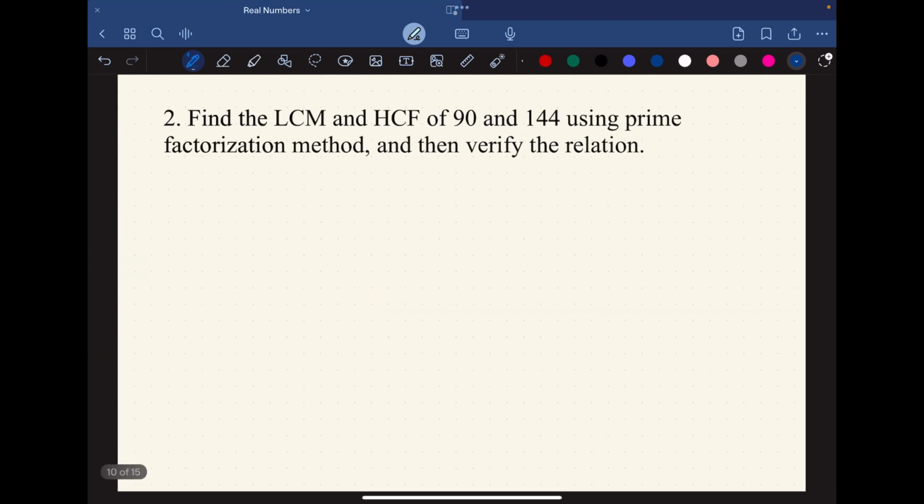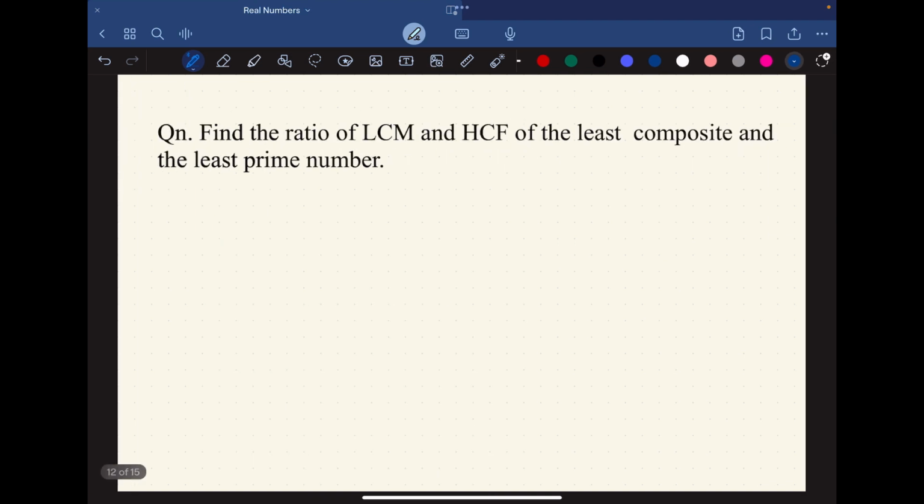So now let's move on to the next one. Find the LCM and HCF of 90 and 144 using the prime factorization method, and then verify your answer. Kindly do this as homework. Okay. So let's see the next question.